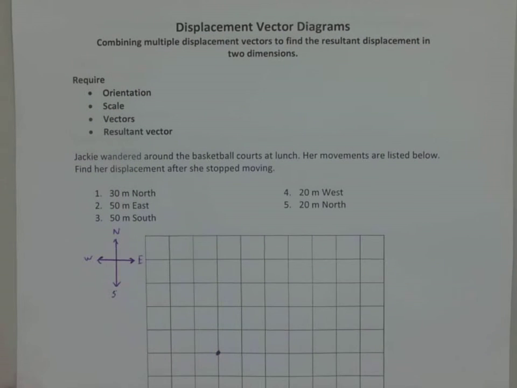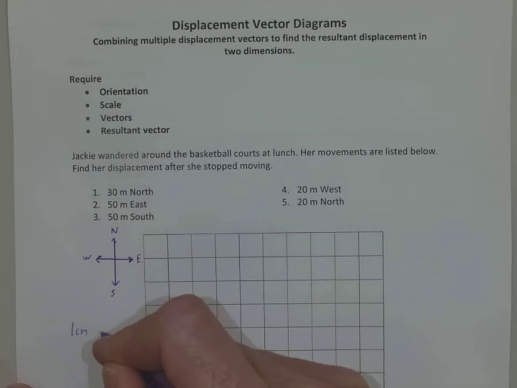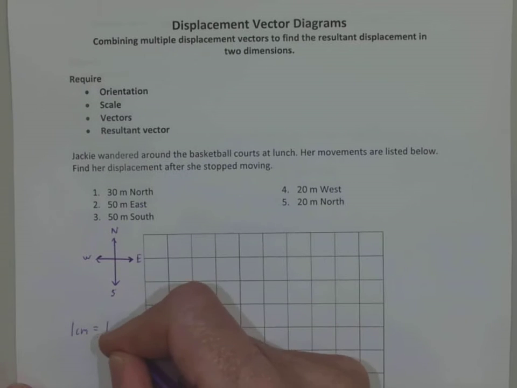We need a scale, and I think a useful scale for this one is going to be 1 centimetre equals 10 metres.